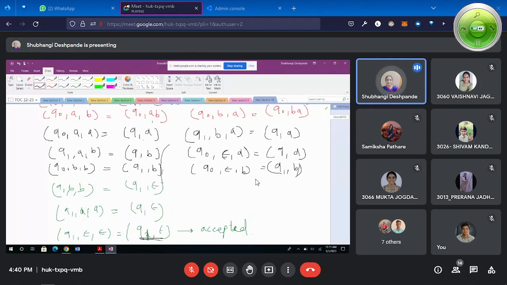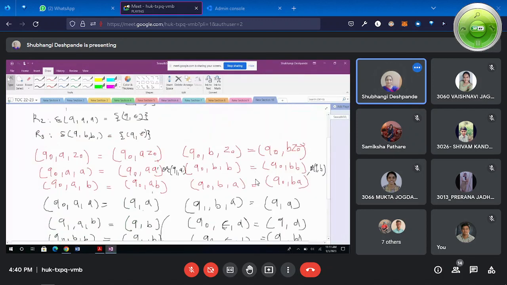This is again a problem of NPDA, because we will be deriving for the same rule, which will be entering into two different states. Here it is entering into Q0 and Q1, like this. Here also it is entering Q0. So this way you can solve the problem.